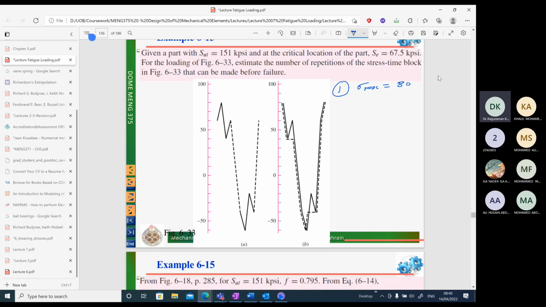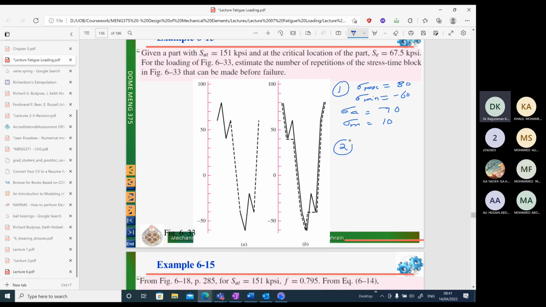I'm not going to write the unit, it is kpsi. Then I go down and I can see here again 10 units below 50, so minus 60. So let's write down sigma A. Sigma A will be absolute value of max minus min over 2, 80 plus 60. Minus of minus will become plus, 60, 140 divided by 2, 70. Sigma mean, add them both, 80 minus 60, 20 by 2, 10.